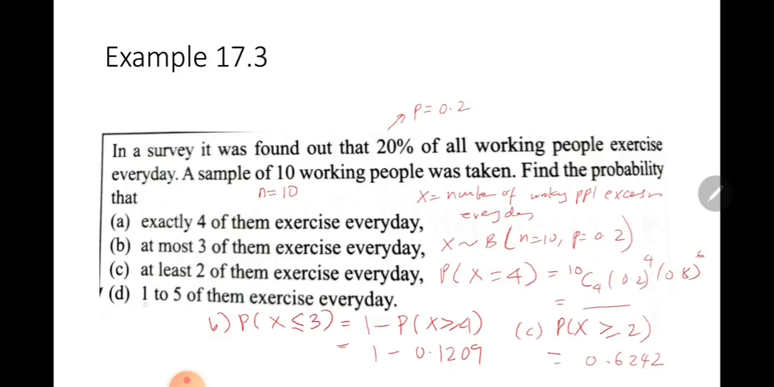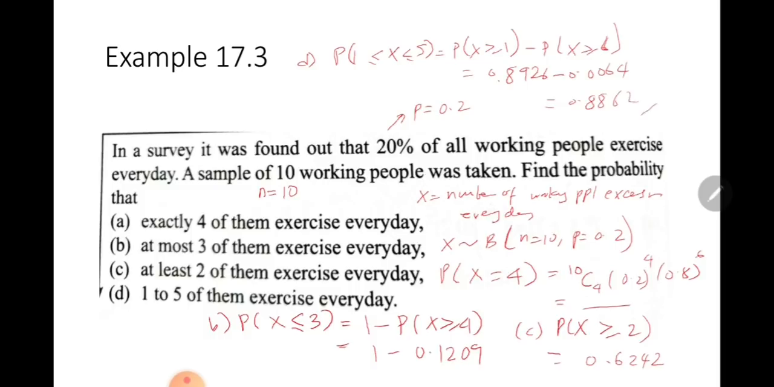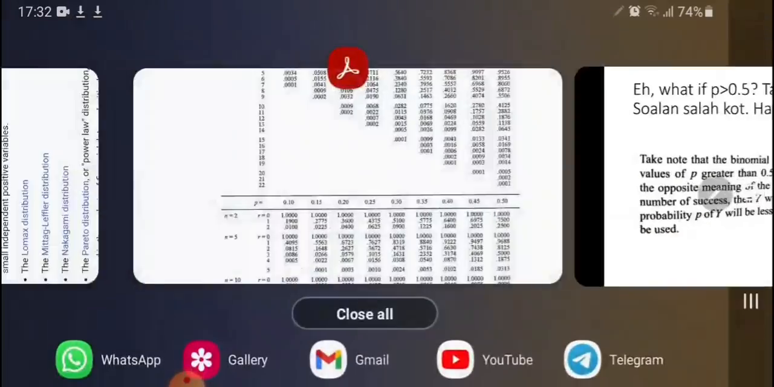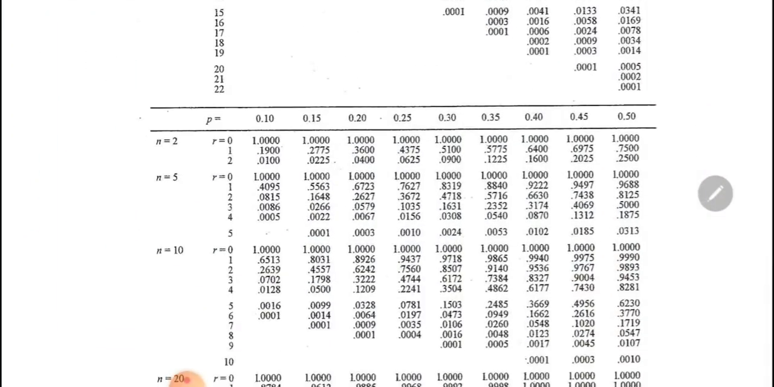Okay, alright, for D, 1 to 5. So for D, you're going to want to find P(X) for 1 to 5. So 1 to 5, this is P(X greater or equal than 1) minus P(X greater or equal than 6). Okay, so you use 6 but you want 5 to be included. So later you will get 0.8926 minus 0.0064. Okay, so you will get 0.8862. That's your answer.